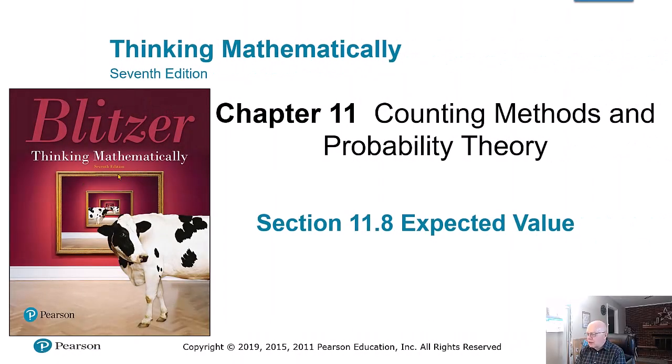Well, this is the roundup for Chapter 11. Let's get rolling. We're going to be talking about expected value, which you can think of as average value or typical value. We've talked about something similar to this in the past. Let's get rolling and wrap up this chapter, okay?